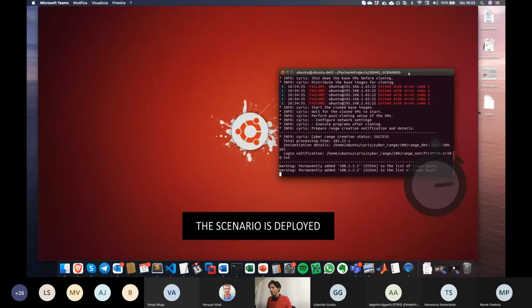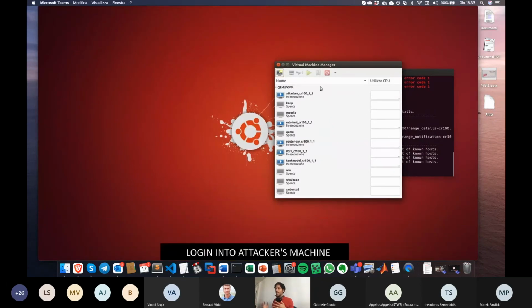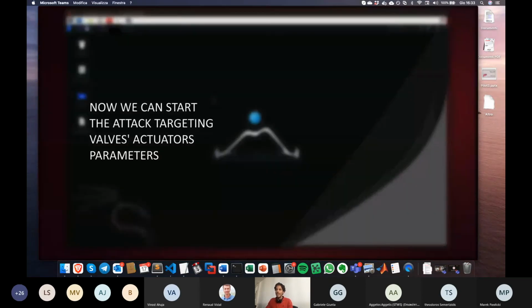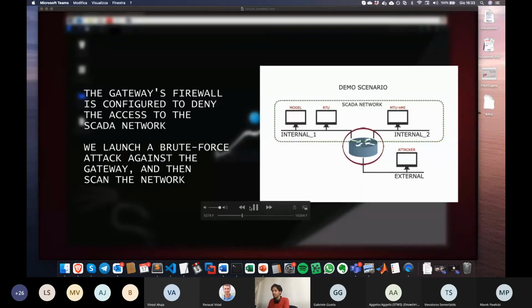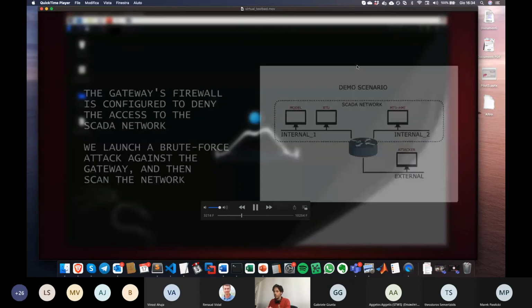Don't worry about those failures; those are normal. So we have all the virtual machines that have been executed, that are running. We can now get access, for example, to the attacker machine from which we can conduct the attack. Our idea is to target the valve actuators. So as a first step, we want to get access to the remote machine, the gateway machine.